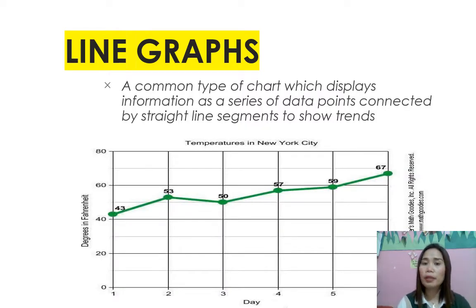It is a common type of chart which displays information as a series of data points connected by straight line segments to show trends. It is a graphical display of information that changes continuously over time. So that is the line graph. And look at the picture below. It is an example of a line graph.